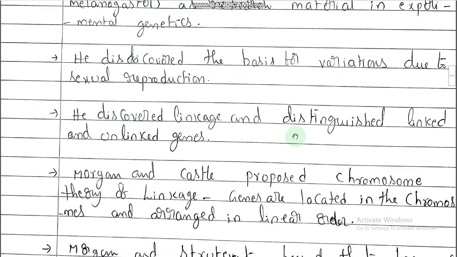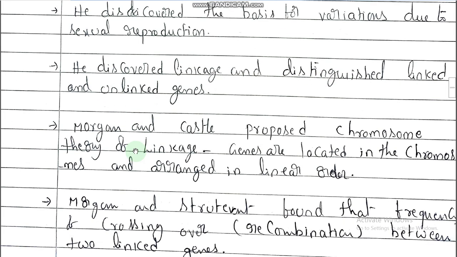He discovered linkage and distinguished linked and unlinked genes. Morgan discovered the linkage concept and distinguished linked and unlinked genes. What is linkage? What is recombination? We will discuss these in further classes, right?